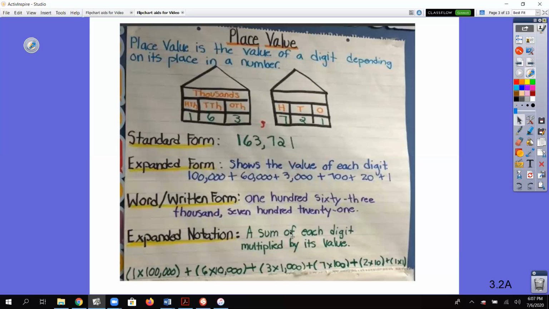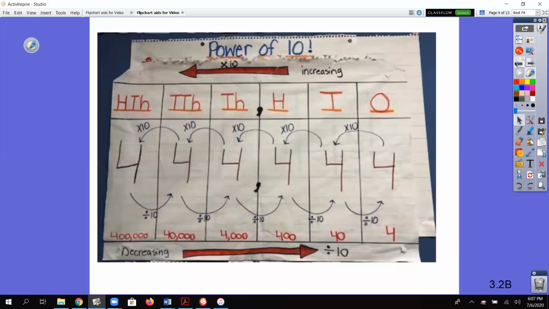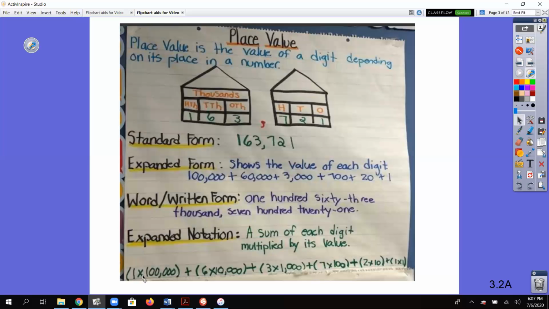If you're ever writing your numbers in expanded notation and expanded form, and you want to double check to see if you're right, what you can do is just line up those numbers in the correct place value and add them up, and that will give you your standard form. Okay, so let's look at a couple of examples. So here's our first one.